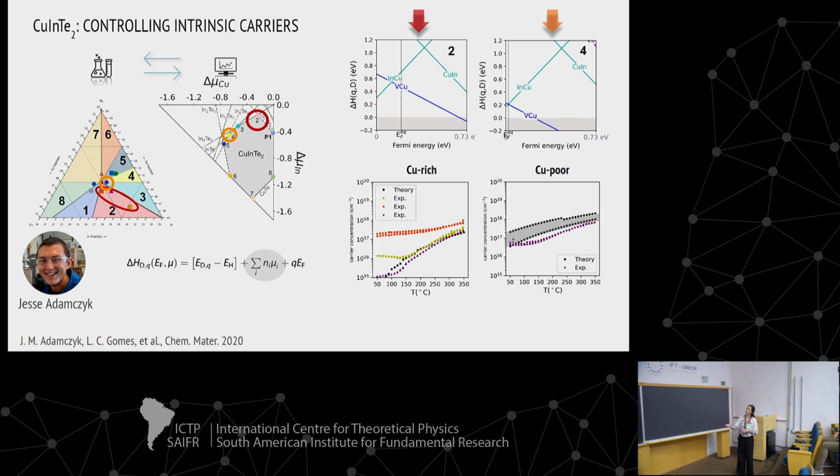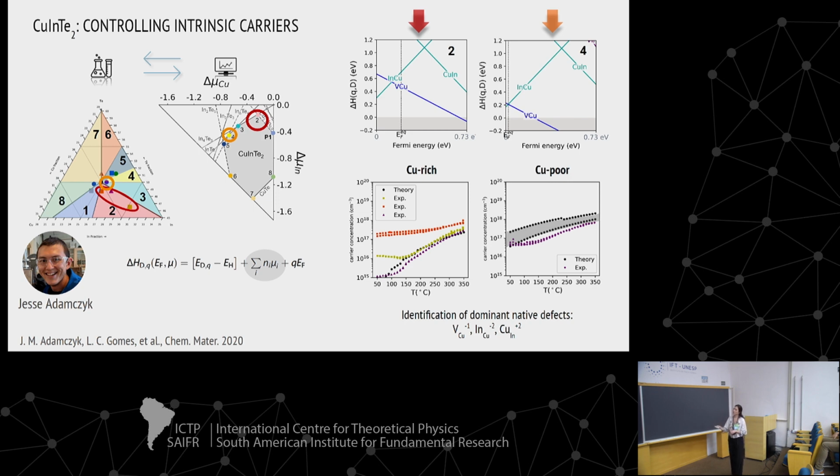We grew these 3 samples in one of those regions that has a relatively large dopability window, and we can see that our theoretically predicted carrier concentration as a function of temperature agrees well with the experimental measurements. We then went to the opposite region, a copper-poor environment, and once again we see a very good correspondence between theoretically predicted and measured carrier concentration.